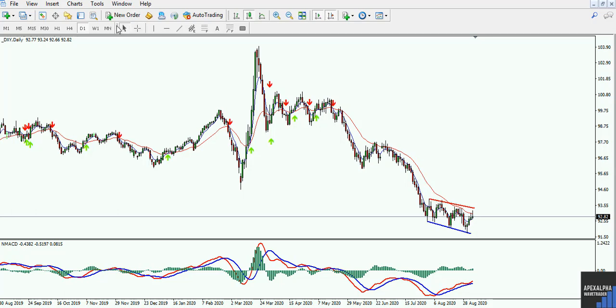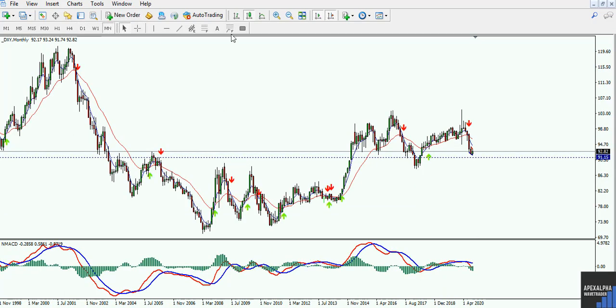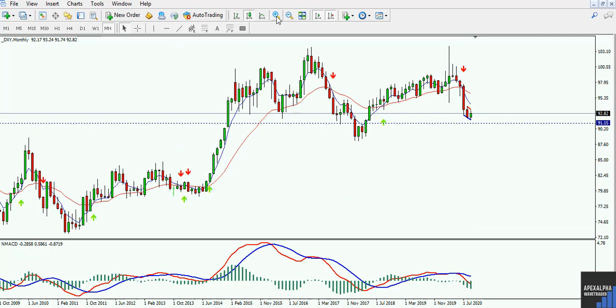Okay, so let's have a look at the monthly time frame here, and based on what I'm seeing, you can see by this line that I put here that this is where I expect the market will get to before we experience any form of major support.